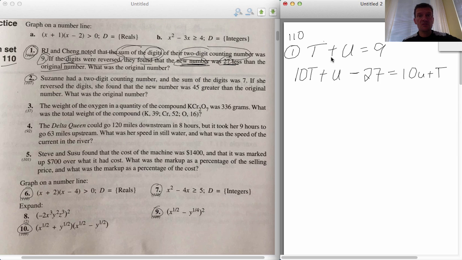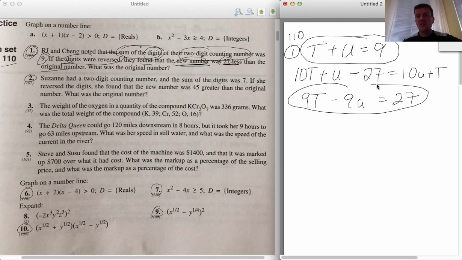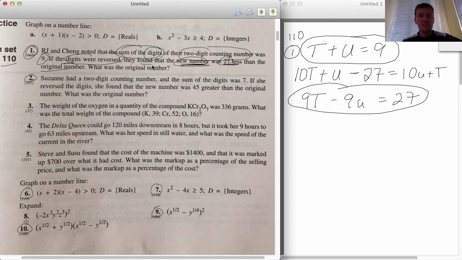You can use either substitution or elimination, but the first thing you might want to do is to get all the variables on one side and all the numbers on the other side. So for example, I'm going to subtract t from both sides and get 9t, and I'm going to subtract 10u from both sides and get minus 9u equals 27, and you're going to take these two equations and solve them for t and u, and that will give you the original number then. Okay? You can try number 2, which is going to be very similar to that.